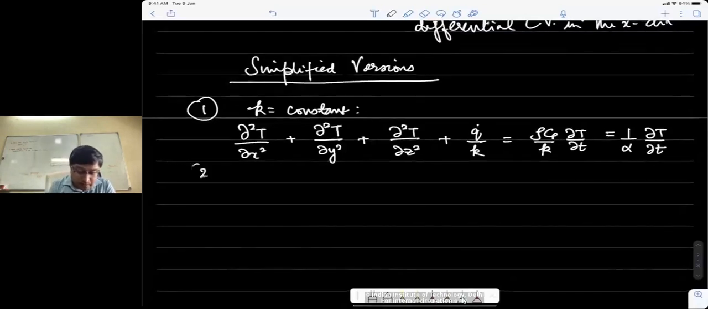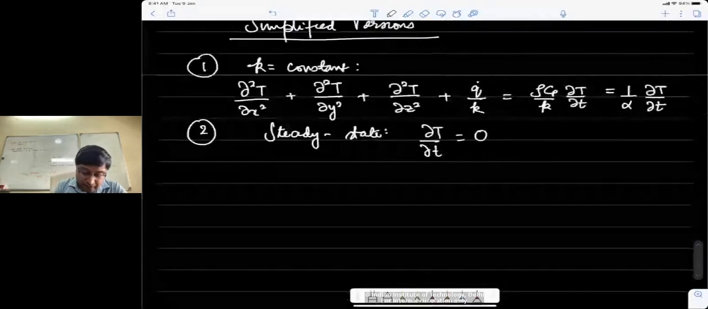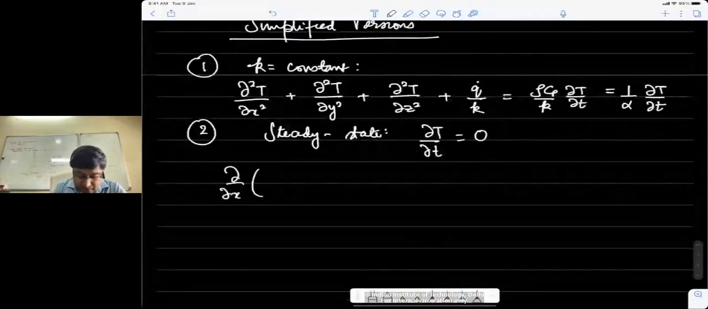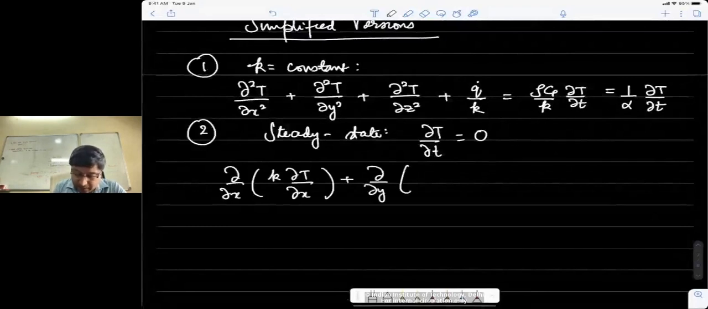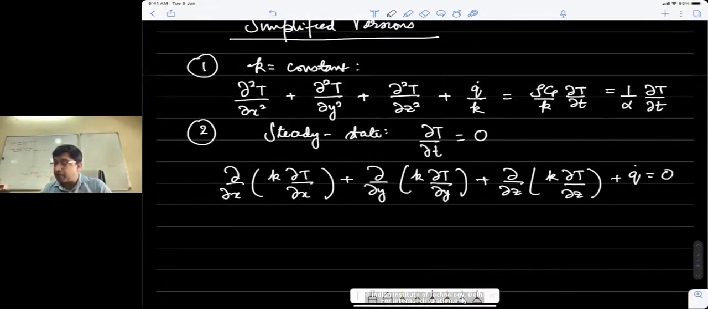The second one is, let's say we are dealing with steady state. Under steady state, dT dt would be 0. Temperatures will be time invariant. They won't change with time. And so we will have d by dx of k dT dx plus d by dy of k dT dy plus d by dz of k dT dz plus q dot is 0.